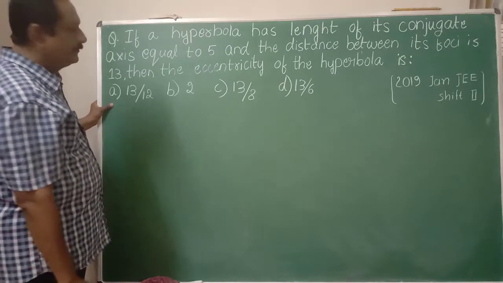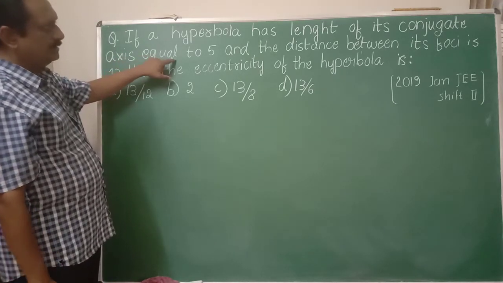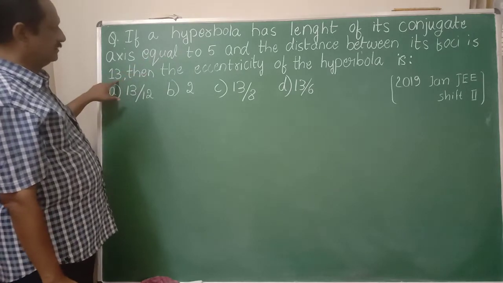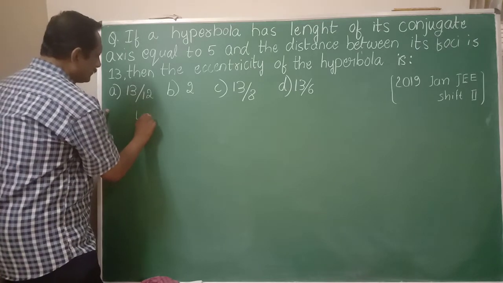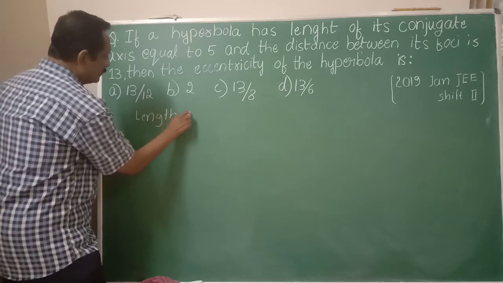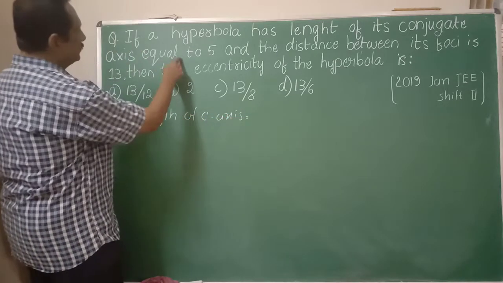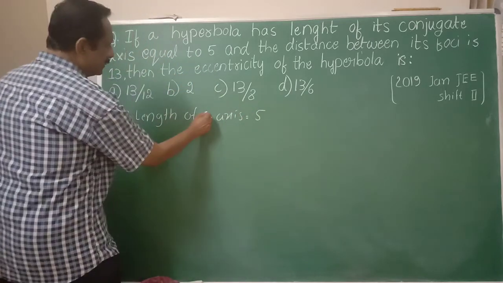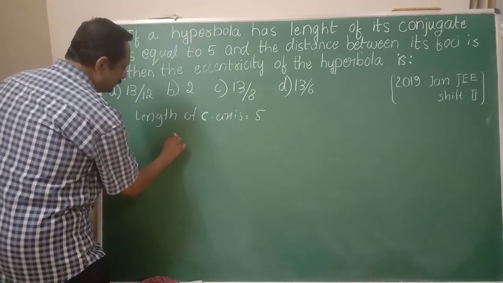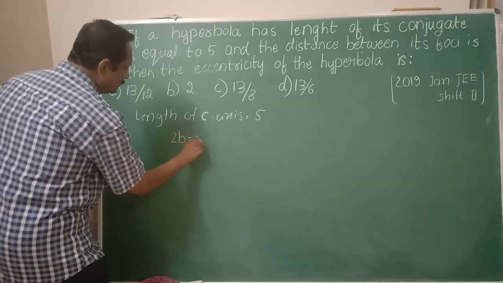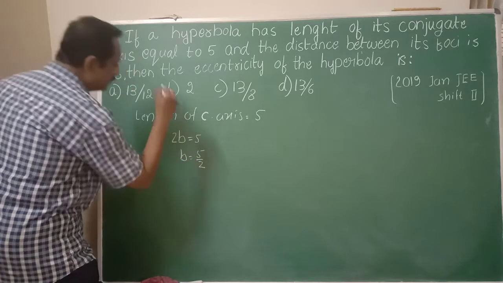Okay, the next question here. If a hyperbola has the length of its conjugate axis equal to 5 and the distance between foci is 13, then the eccentricity of the hyperbola is what here? Okay, so the length of the conjugate axis is equal to 5 here. According to the formula, the length of the conjugate axis is 2b. 2b is equal to 5. Therefore b is equal to 5 divided by 2.